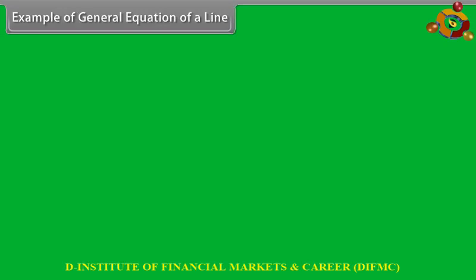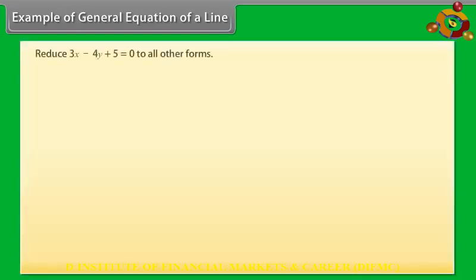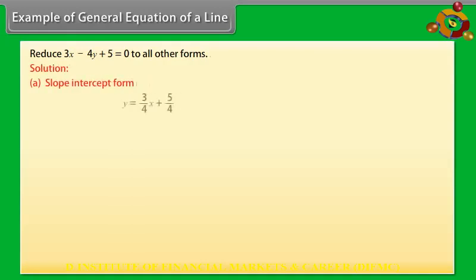Example of general equation of a line. Reduce 3x - 4y + 5 = 0 to all other forms. Solution. Slope-intercept form: y = 3/4 x + 5/4, where m, the slope, is equal to 3/4, and c = 5/4 is the y-intercept.